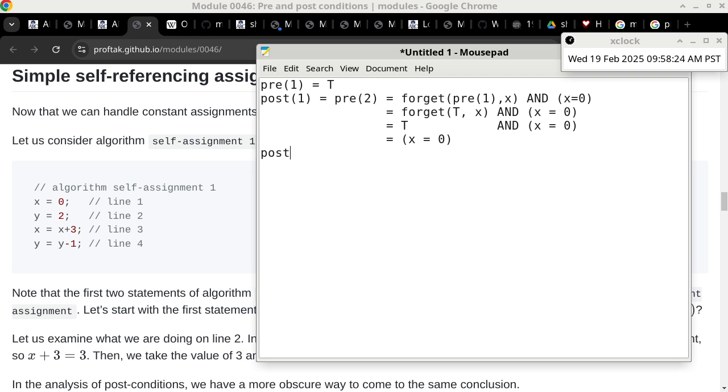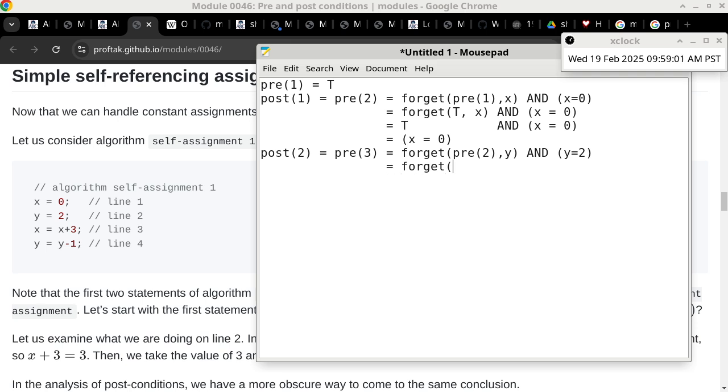Now we look at post 2, which is the same thing as pre 3, and we apply the same thing because this time we are changing variable y in an irreversible way. So everything that is in pre 2, anything that mentions y, let's forget that. But on top, we now know that y equals 2.